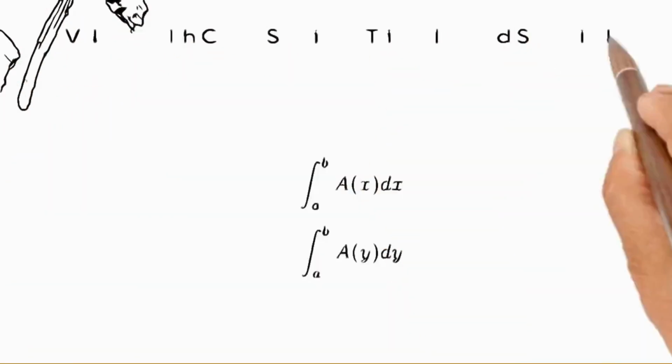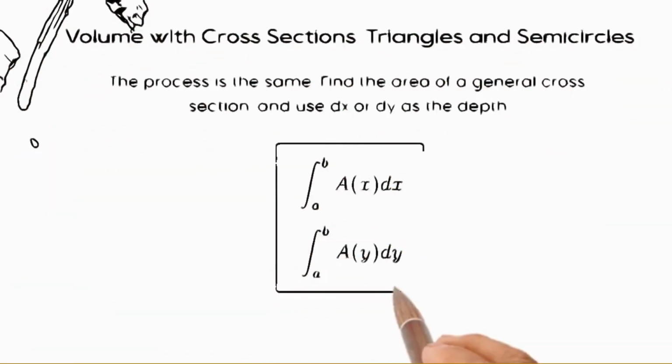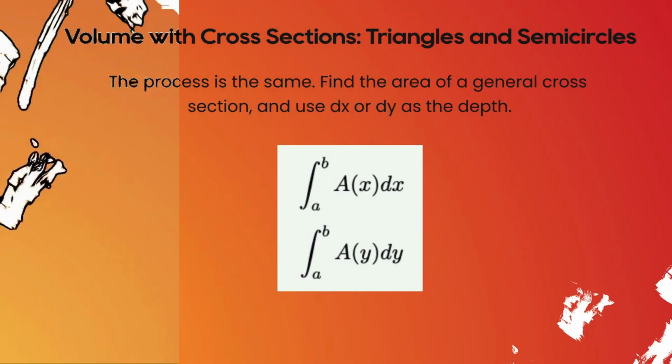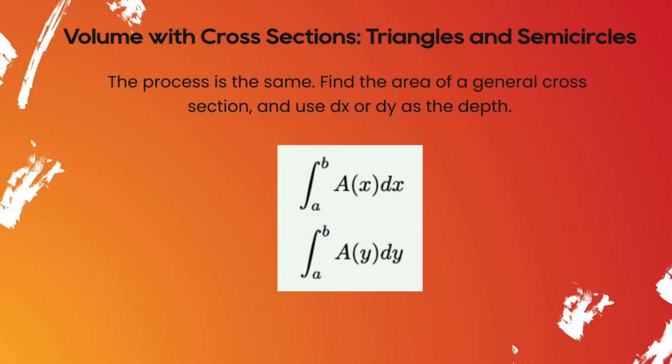Now volumes with cross sections, triangles, and semicircles. Now the process is the same. However, the area for each cross section will be different. For example, for a triangle, it might be a right triangle, so you have to account for that. And for a semicircle, if you have semicircles perpendicular to the x-axis, and the difference between the two functions is f of x minus g of x, then the radius will be half of that, which is (f of x minus g of x) over 2. So pi times that expression squared divided by 2, because it's a semicircle. So the area of a semicircle is half the area of a circle.